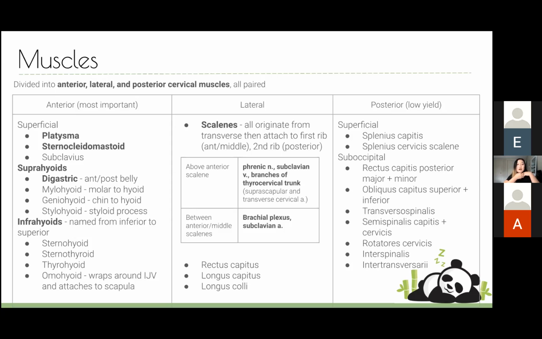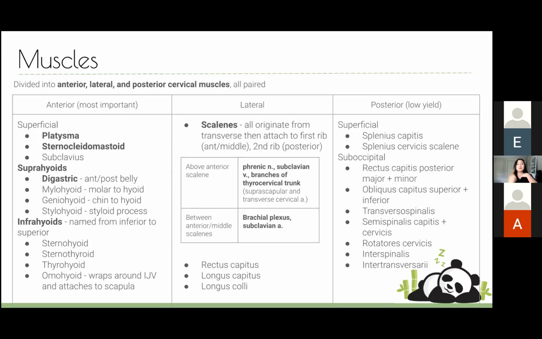And then you've got your stylohyoid. So that's where it runs from your hyoid bone to your styloid process. And then your infrahyoids are also pretty cool to remember because they're named from inferior to superior. So you've got your sternohyoid running from your sternum to your hyoid bone, and then your sternothyroid, so your sternum to your thyroid cartilage. Got your thyrohyoid. So picking up where the sternothyroid ended at your thyroid cartilage, that runs from there up to the hyoid bone again.